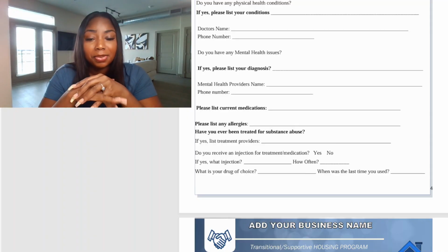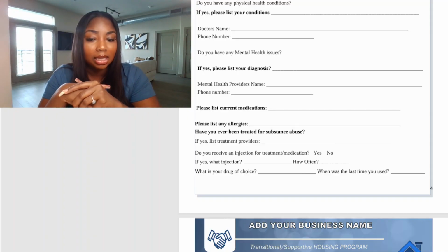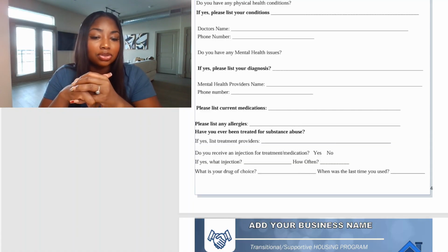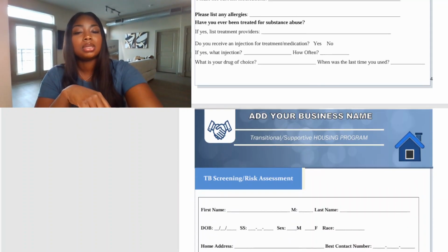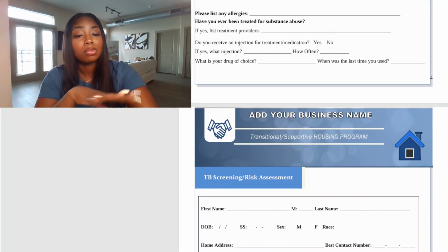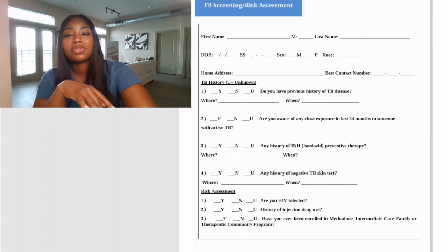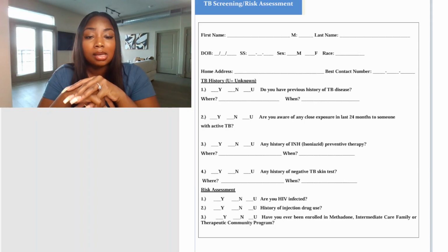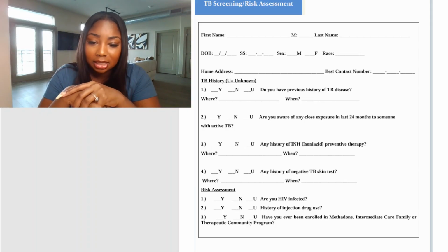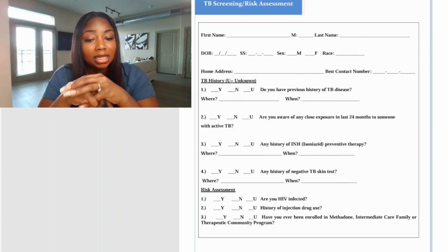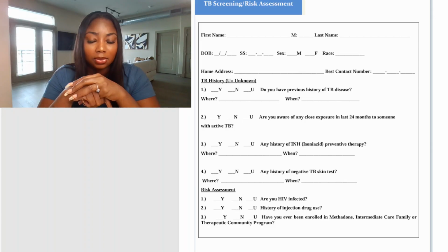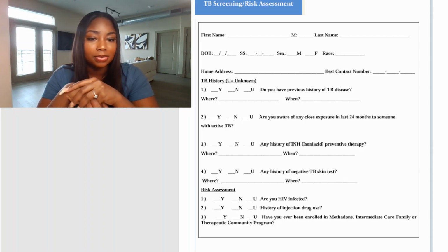And if they did ever experience substance abuse, one of the questions you see here is, what was your choice of drug? Did you inject any type of drugs? And when was the last time you used? This is important information so that way you can always go back to this. TB screening and risk assessment. It's important to know if your client has any TB disease, are they HIV infected, any history of injection drug use, are they currently on any methadone or take any medication for prior substance abuse.